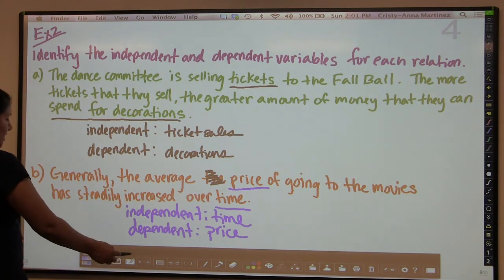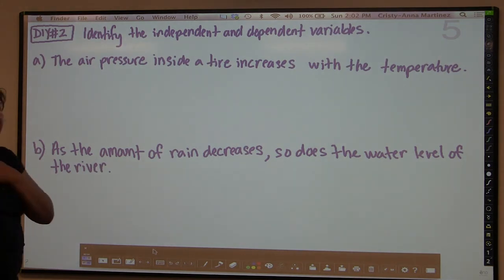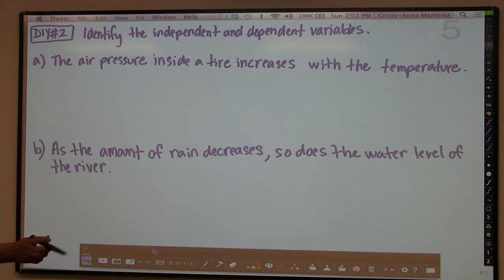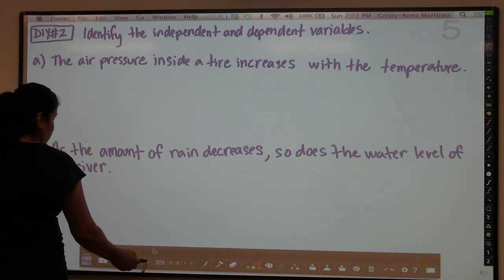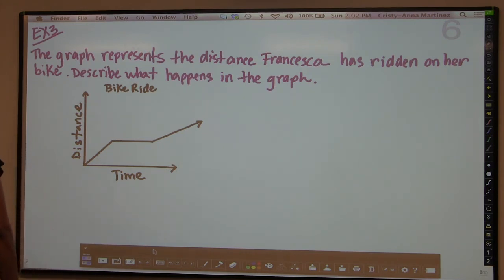So we're going to give you a shot at this. We've got 2 examples here for you that you can try to determine, first of all, what the variables are. What are the 2 things that are being discussed in the example? And then secondly, which is independent and which is dependent. All right. Then we have our last example here.